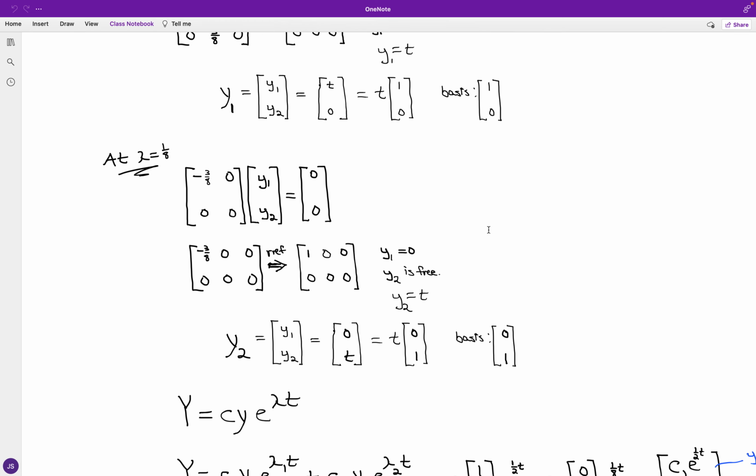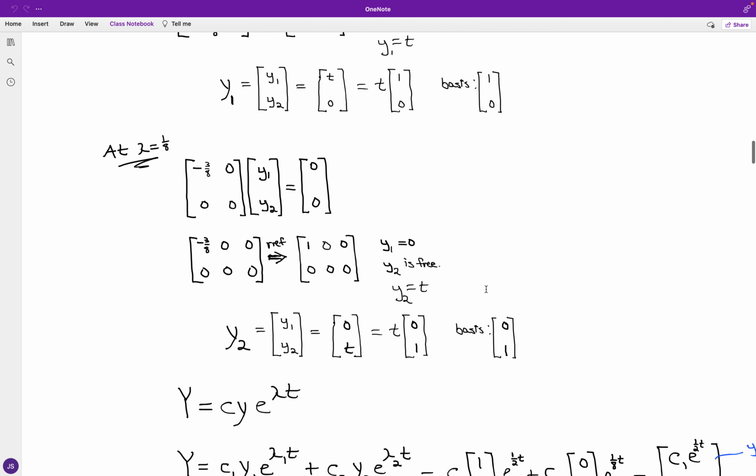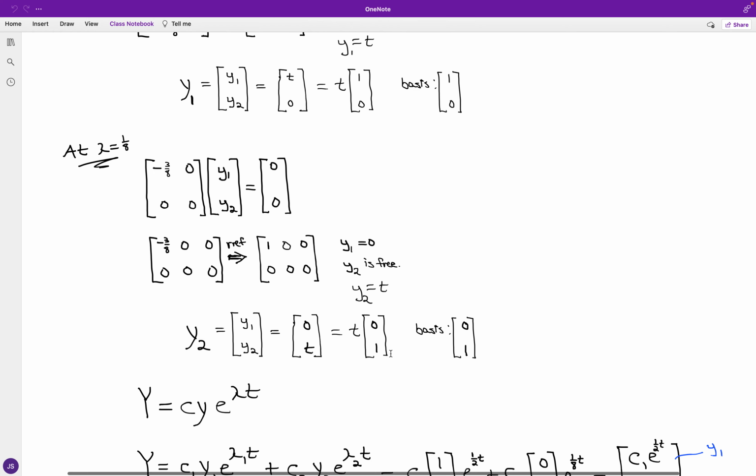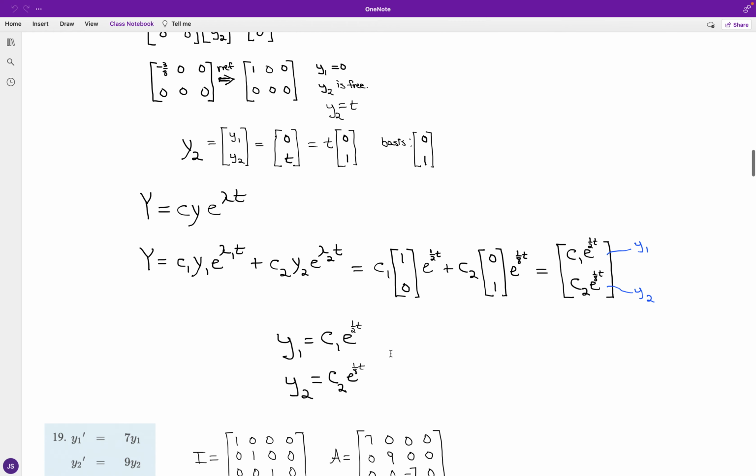And if I apply the same thing in the setup now with lambda equal to 1/8, and just expressing in augmented matrix terms, we're going to have the reduced row echelon form result with y sub 1 equal to 0, and with y sub 2 as a free variable. Letting y sub 2 be equal to t, for the second eigenvector we're going to have y sub 1 at 0, y sub 2 at t, and factoring out t, we have t times the basis 0 and 1.